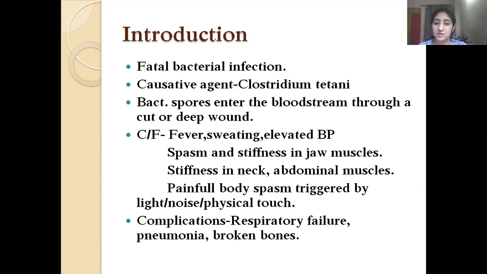This is a specific sign. Stiffness in neck, abdominal muscles, painful body spasm triggered by light, noise, or physical touch. Complications associated with this disease are respiratory failure, pneumonia, broken bone.